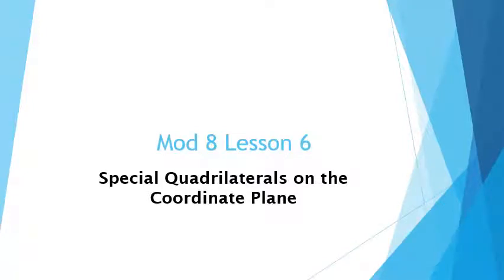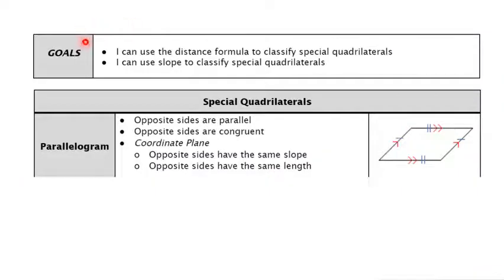This is the video for Mod 8, Lesson 6, Special Quadrilaterals on the Coordinate Plane. So the goal of this is going to be using the distance formula or Pythagorean theorem to classify special quadrilaterals, and also using slope to classify special quadrilaterals.